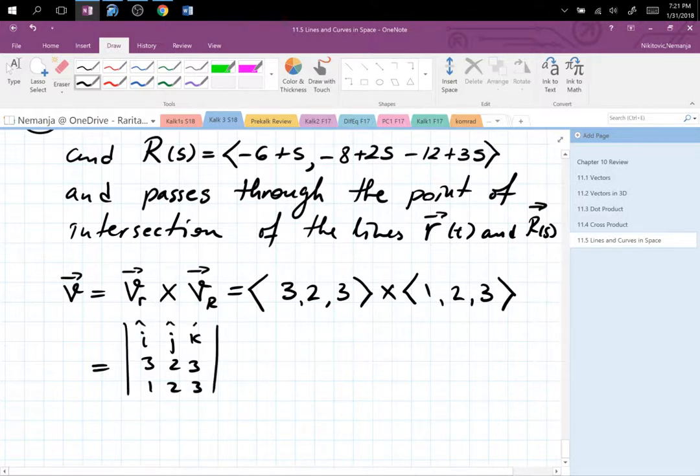Right, these are all unit vectors, and we get 6 minus 6 is 0, and then we have 9 minus 3 is 6, so negative 6, and then we have 6 minus 2 is 4. Do we all have 0, negative 6, 4?